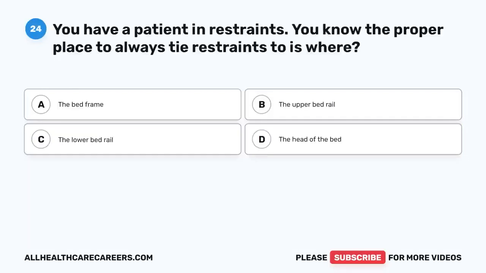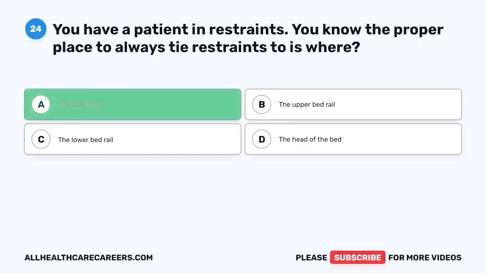Question 24. You have a patient in restraints. You know the proper place to always tie restraints to is where? A. The bed frame. B. The upper bed rail. C. The lower bed rail. D. The head of the bed. The correct answer is A.